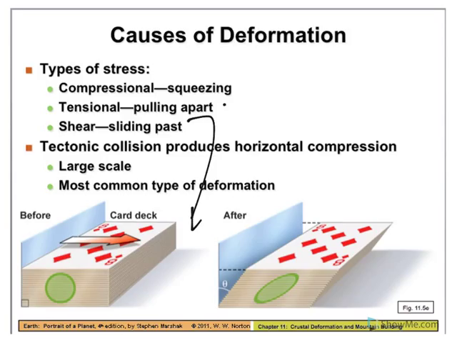So tectonic collisions usually make compression. However, we're going to see that we can actually see all three of these in here as our mountains are forming. But overall, mountains are going to be mostly as a result of compression.